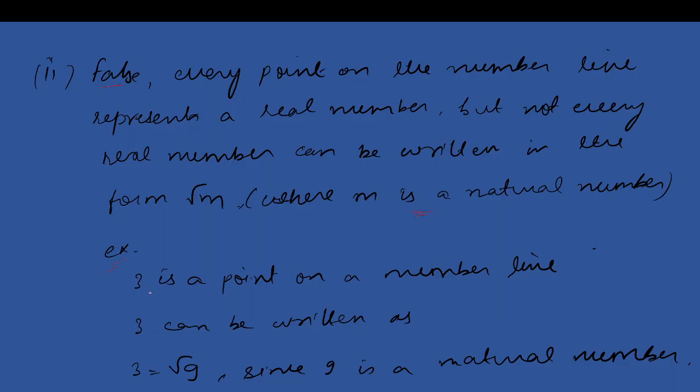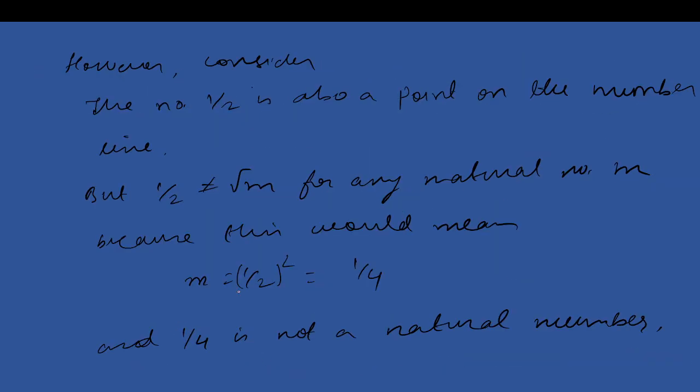First, 3 is a point on the number line. 3 can be written as the square root of 9, which is 3, since 9 is a natural number. Now, why can it not be written that way in general? I'll show that. 9 is a natural number and 3 can be written as the square root of 9.